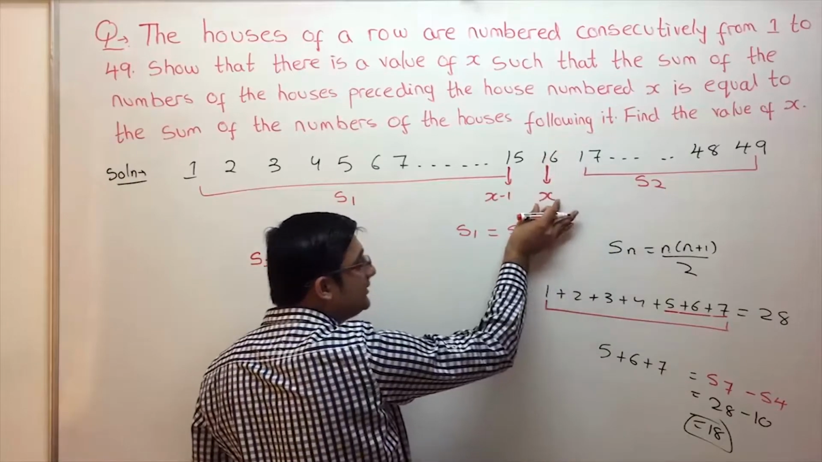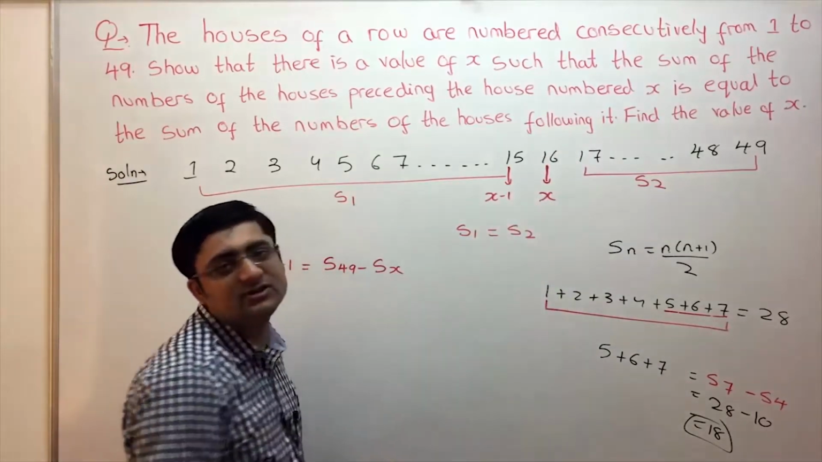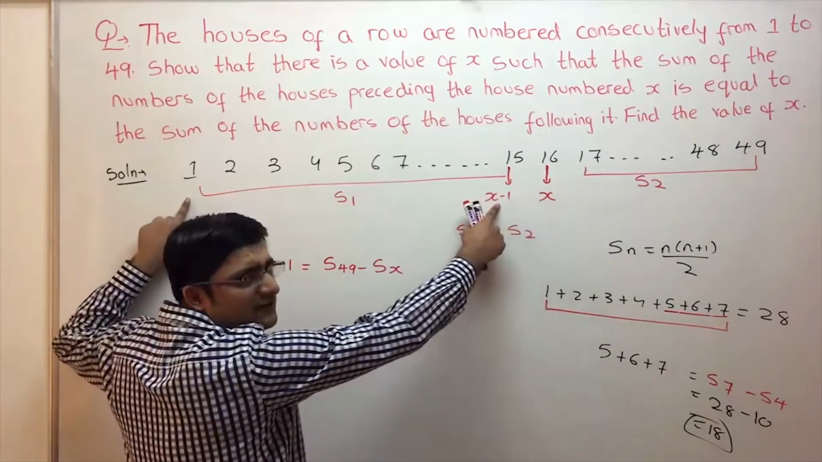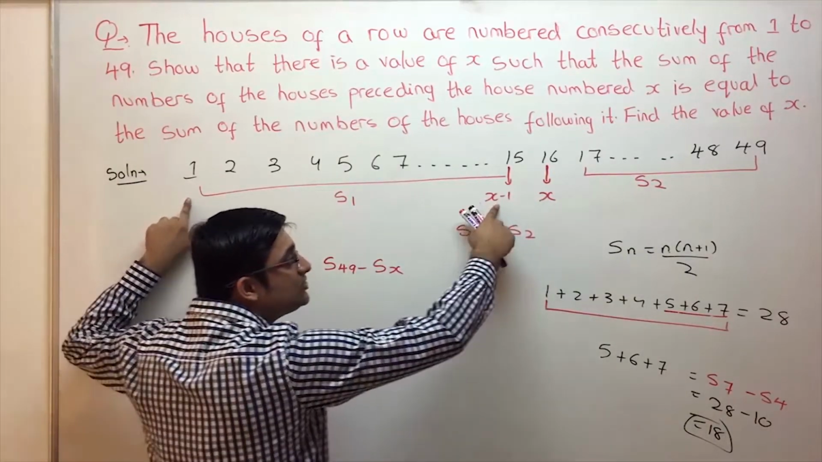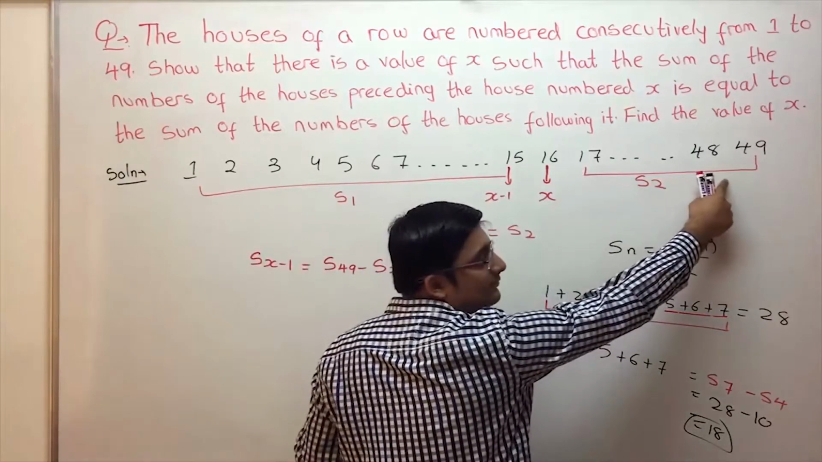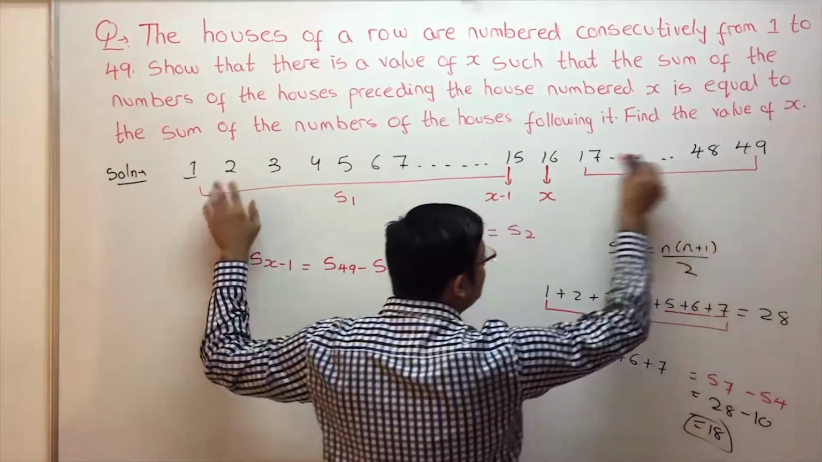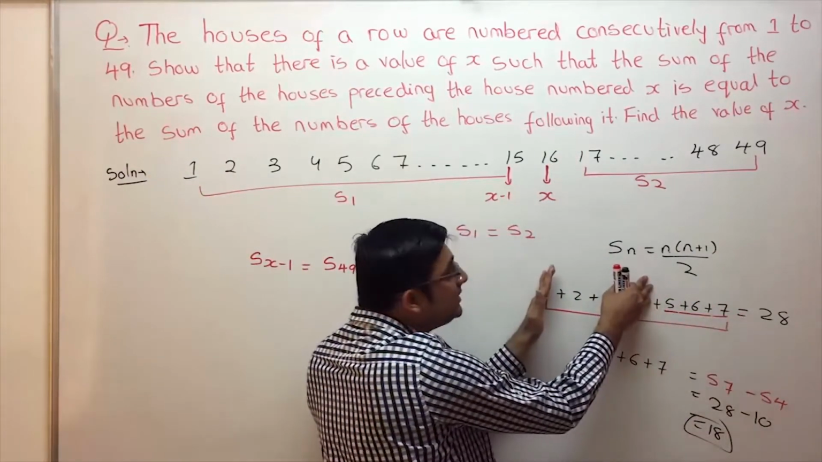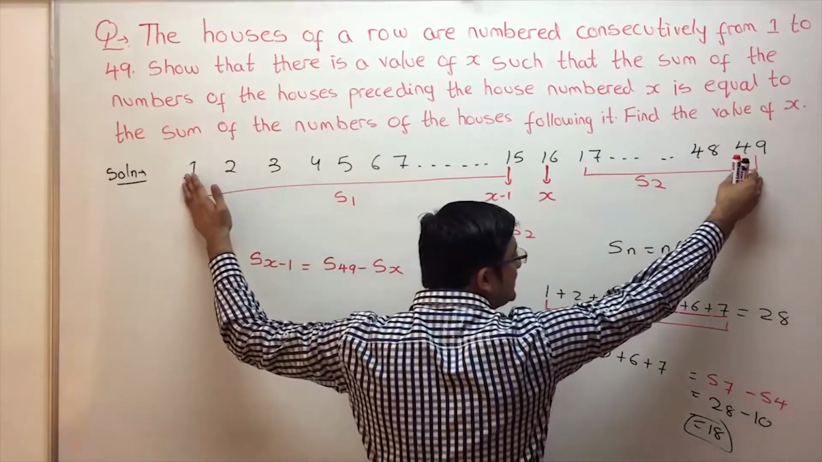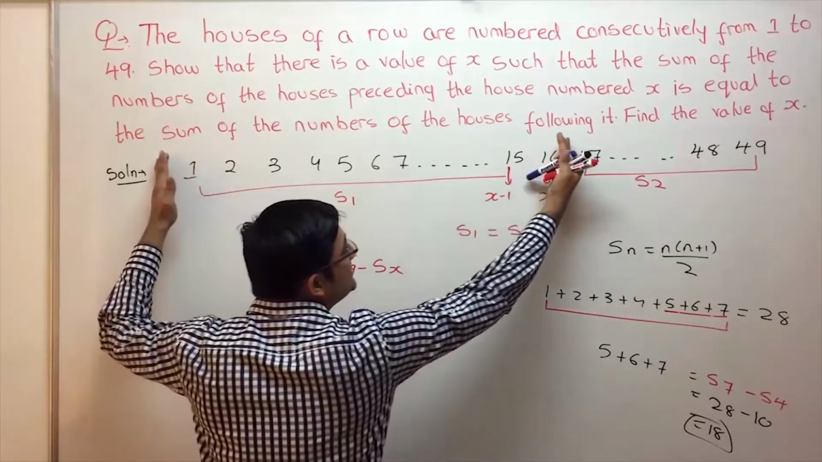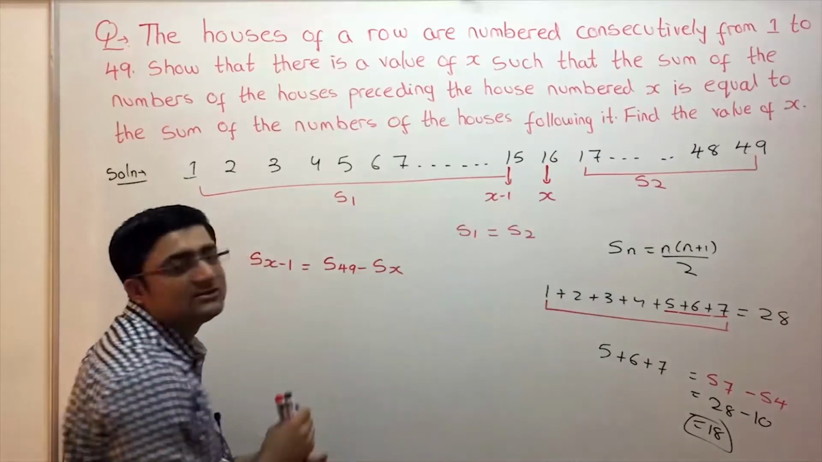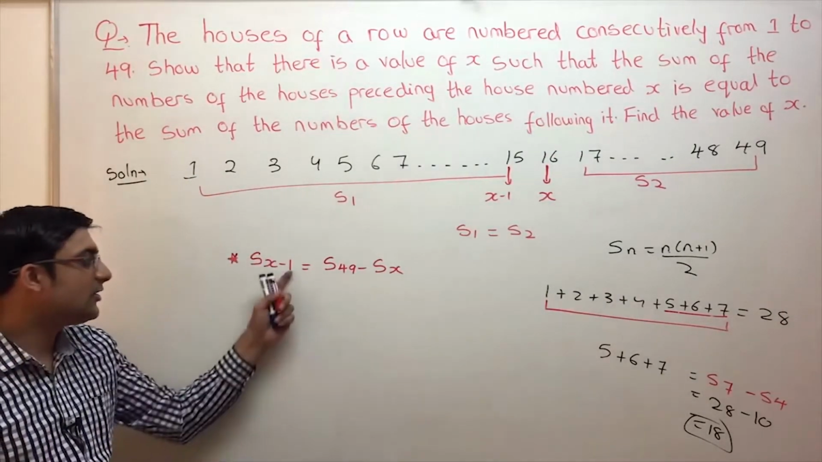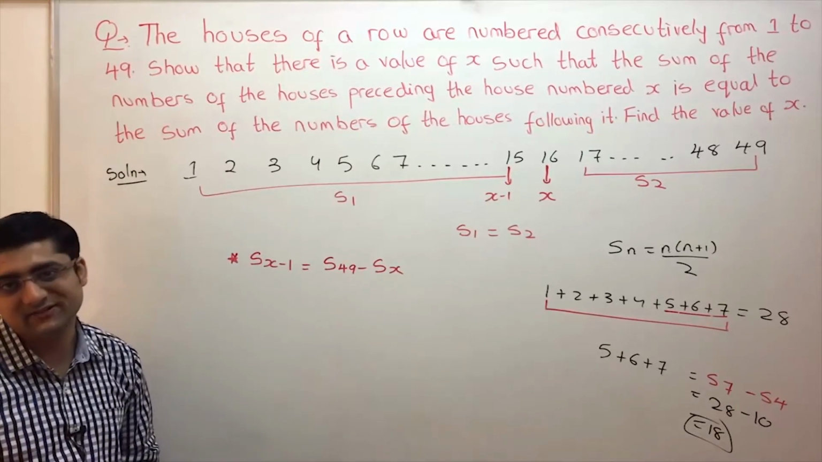So what is the sum up till here? Sum of x. So this is the main concept in this question. I repeat, the sum of all the numbers before x means starting from 1. So S of x minus 1 is equal to the sum of numbers after x. What is this sum over here? It is the entire sum minus the sum up till here. So this sum is the entire sum, that is S49, minus the sum up till here. What is the sum up till here? S of x. So this is the main concept in this question. Is this clear? Now we just have to solve this equation and we'll get the value of x.